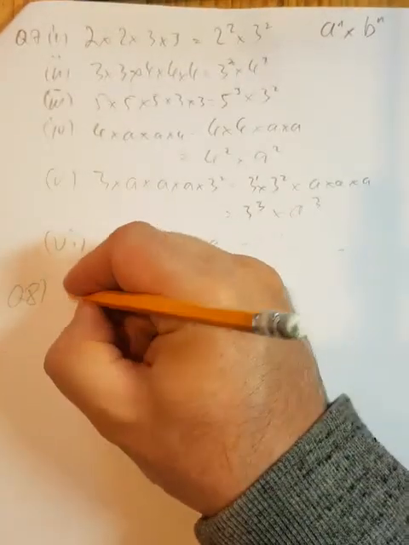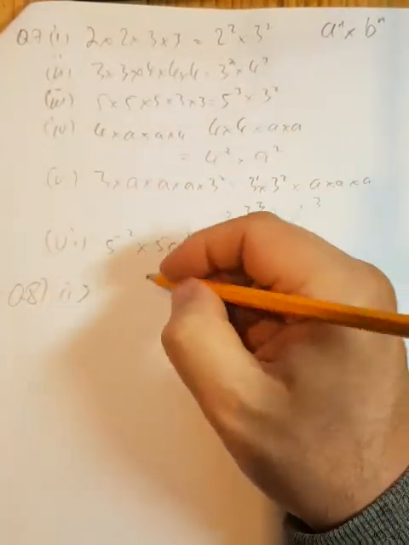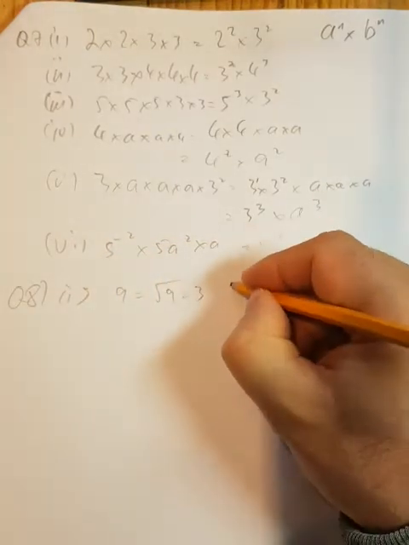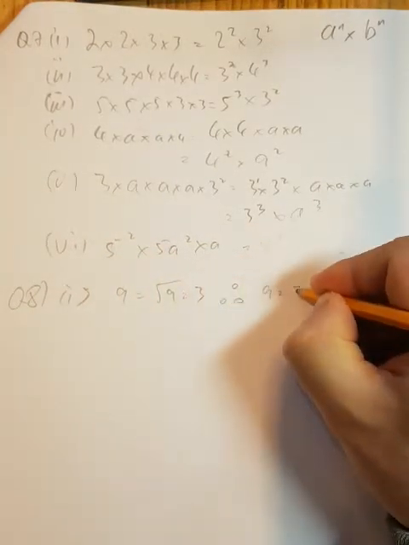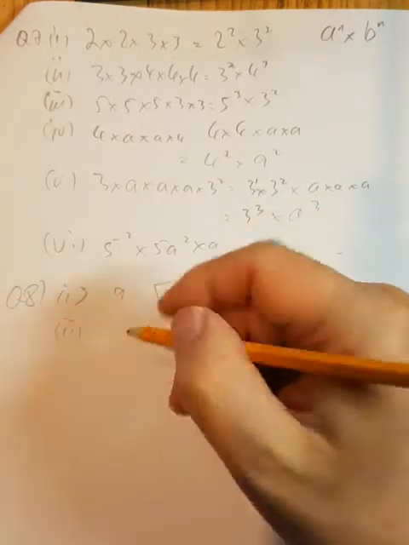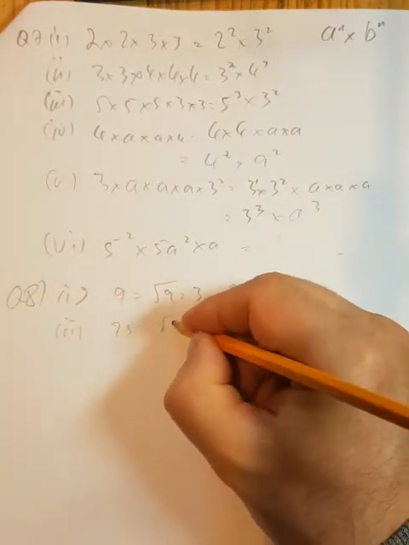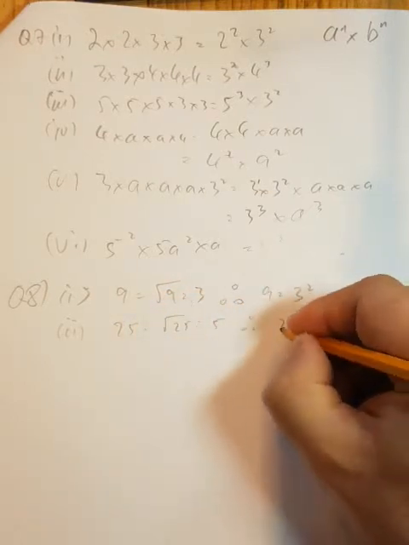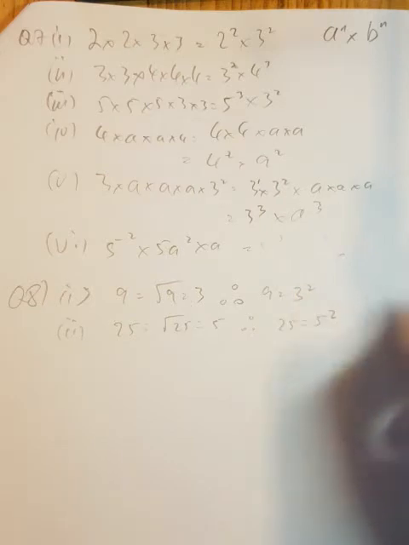Question 8. Express each of the following as a number to a single power. Well, I'm just going to get the square root of 9, which is 3. So therefore, 9 is the same as 3 squared. 3 by 3 is 9, folks. Okay? 25. Square root of 25 is 5. Therefore, 25 is the same as 5 squared.